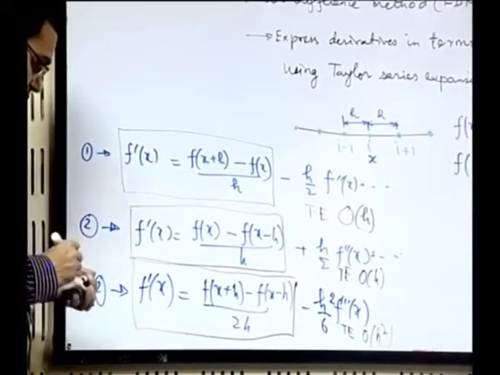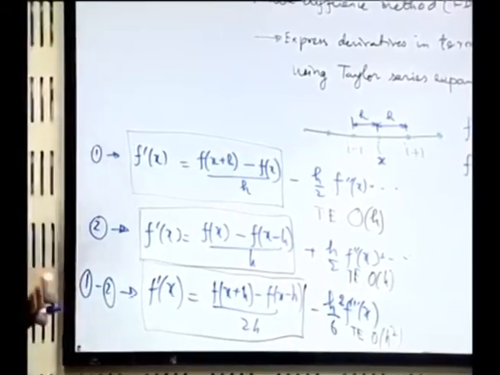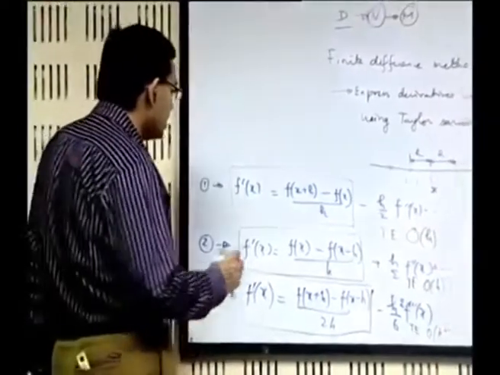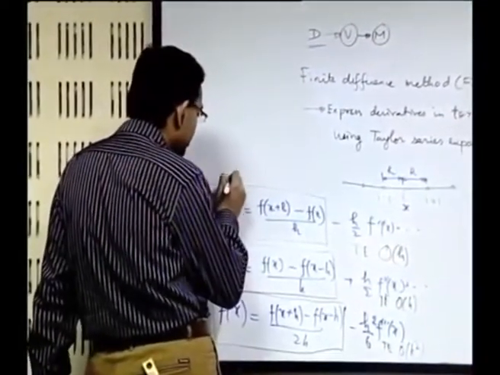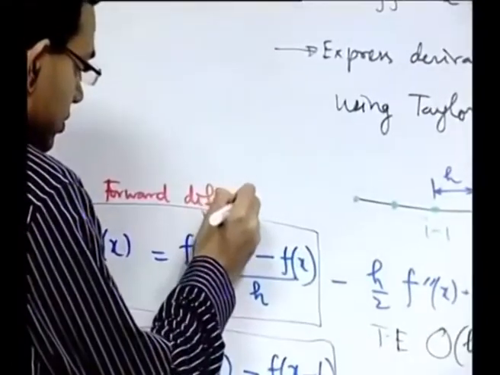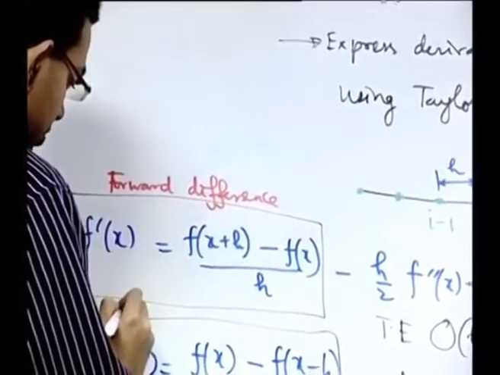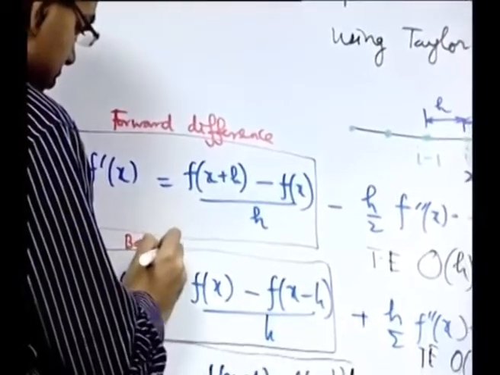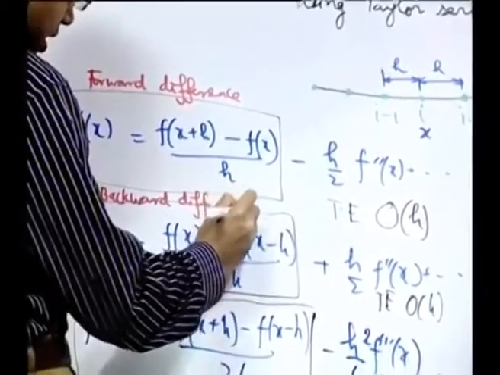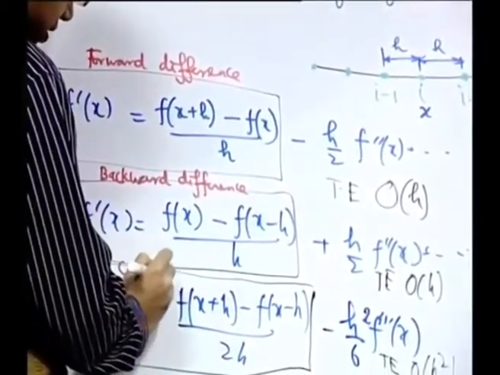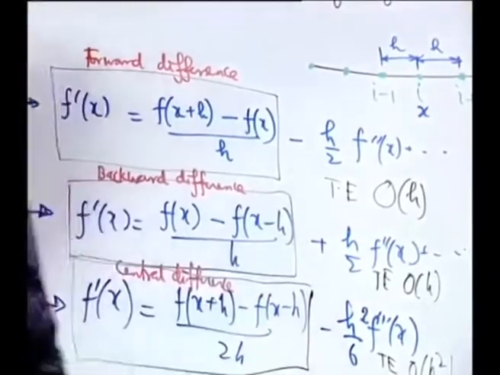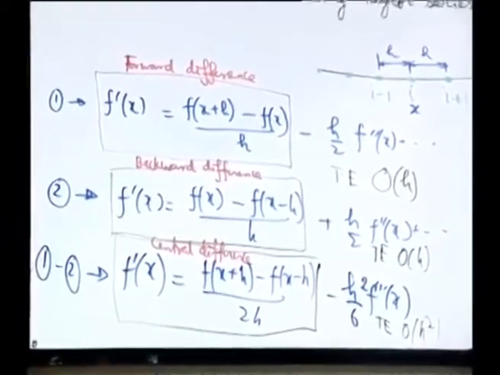So, these are known as different ordered difference formulas. This is forward difference, this is backward difference, and the third one is central difference, corresponding to the first order derivative.